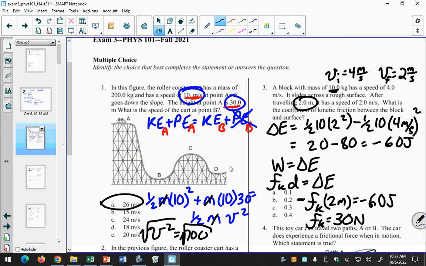Okay, so the final step here, I'm looking for the coefficient. I'm going to say that Fk is equal to mu times the force normal. So that's going to be 30 equals mu. The normal force is 100. I got that because it's 10 kilograms. 10 times g is my normal force. This is on a flat surface, so the normal force equals the weight. And so I get the coefficient is equal to 0.3.